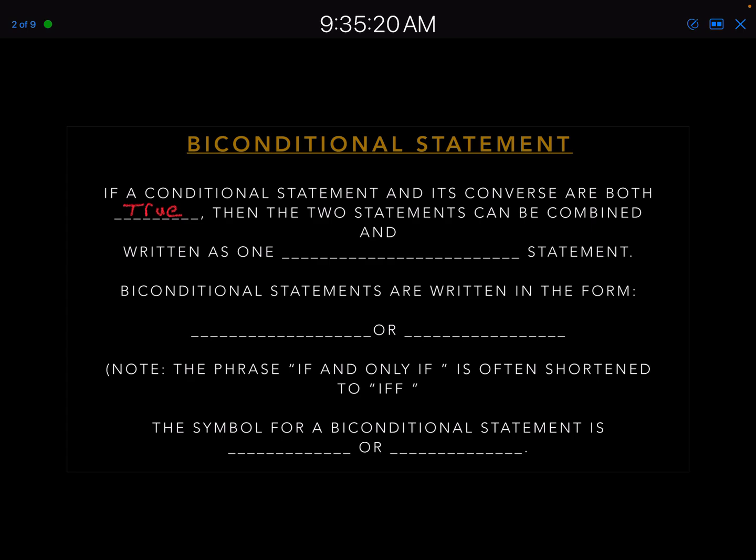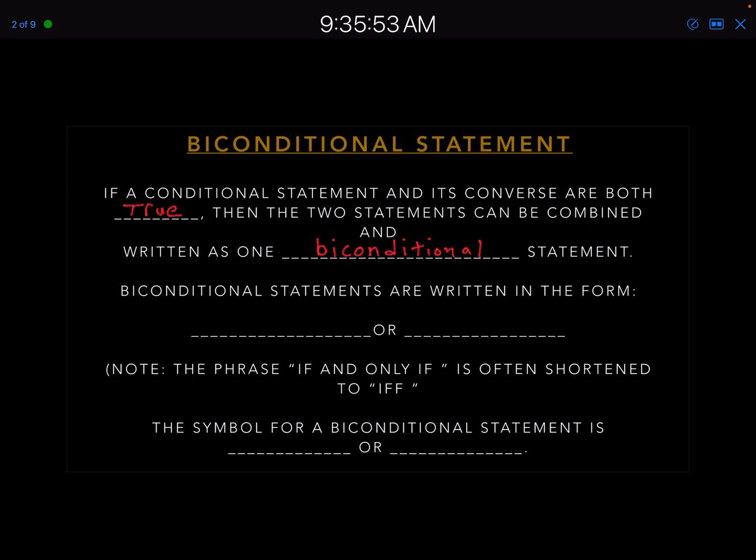We have to put a truth value to both the conditional statement and its converse. We worked on writing the converse from the conditional statement yesterday, so you've got to be able to do that part. The second thing we have to do is put truth values to them. Is the conditional statement true? And is the converse true? If both of them are true, then the two statements can be combined and written as one, what we call a biconditional statement.